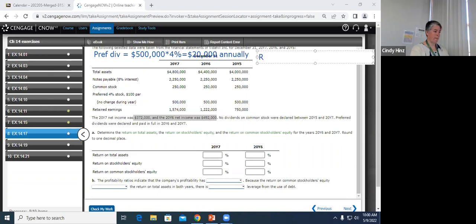Okay. So I'm just abbreviating this. Return on total assets is our first calculation, and we're going to do the 2017 ones together. So return on total assets is the net income, and we're told that the net income in 2017 was $372,000.